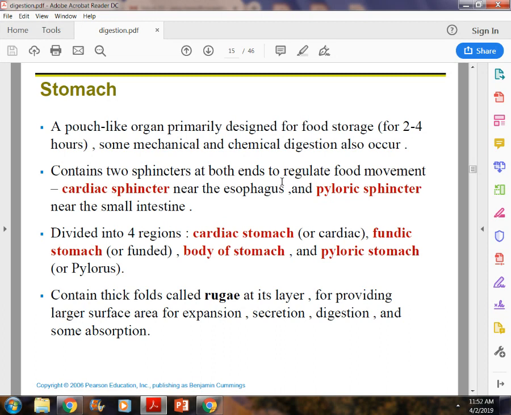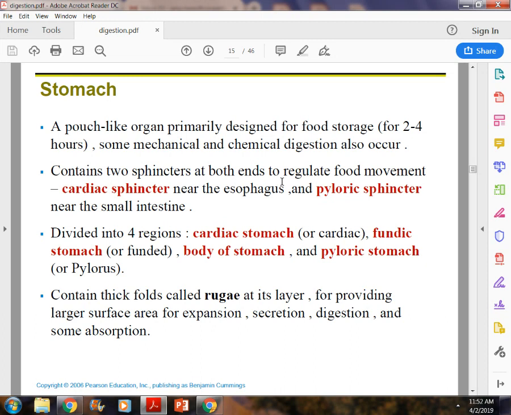There are 4 regions of the stomach. The very top near the cardiac sphincter is considered the cardiac portion of the stomach. The fundic part of the stomach is sort of the rounded hump at the top. Then you have the long section that's called the body of the stomach, and then you have the pyloric area, which is where the intestine and the stomach meet, where that pyloric sphincter is.